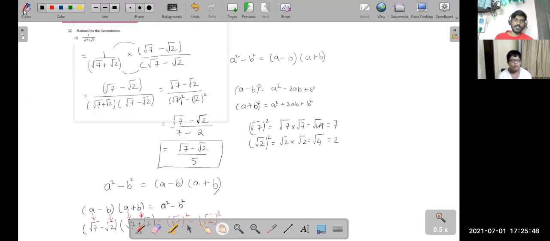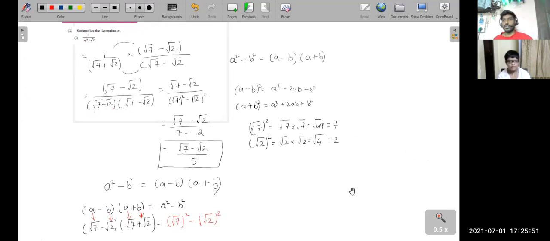Yeah. Can you see the entire sum? Okay. Go through the sum. If you have any doubts, ask.